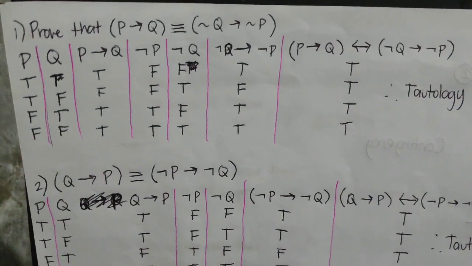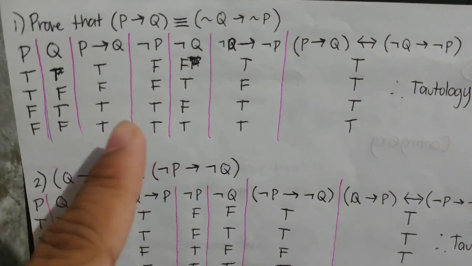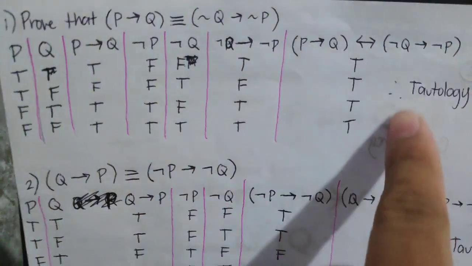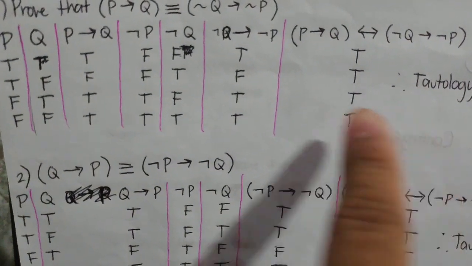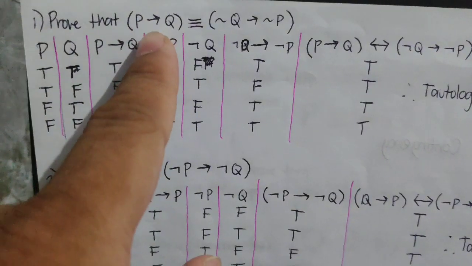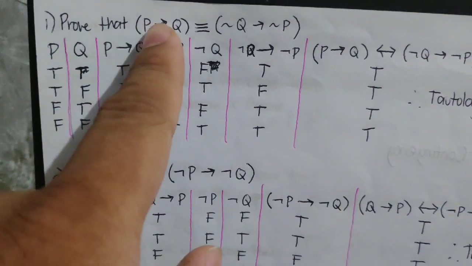So we will be proving using the truth values. So our goal here is to find that the conclusion will be a tautology. So how did it become a tautology? So let's first consider the first compound statement. You have P implies Q.